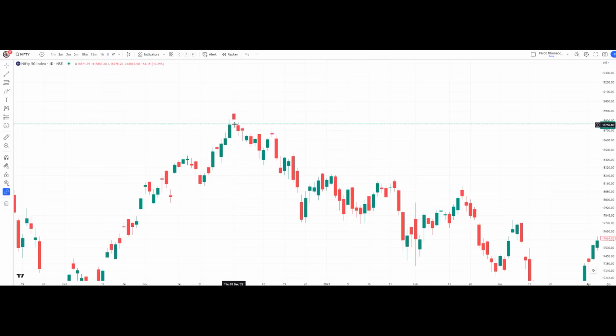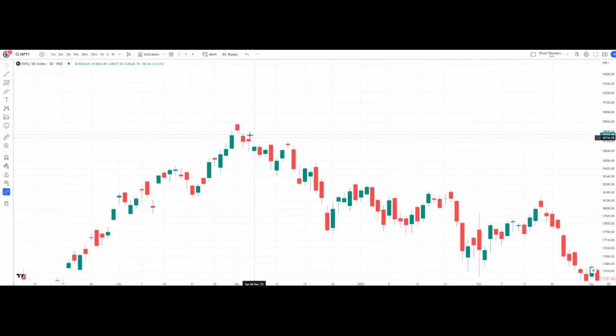After that, what happened? We can see the next day we got a red candle, and the high of this red candle is below the high of the first candle, and its low is also lower than the first candle's low. So the trend is bearish.